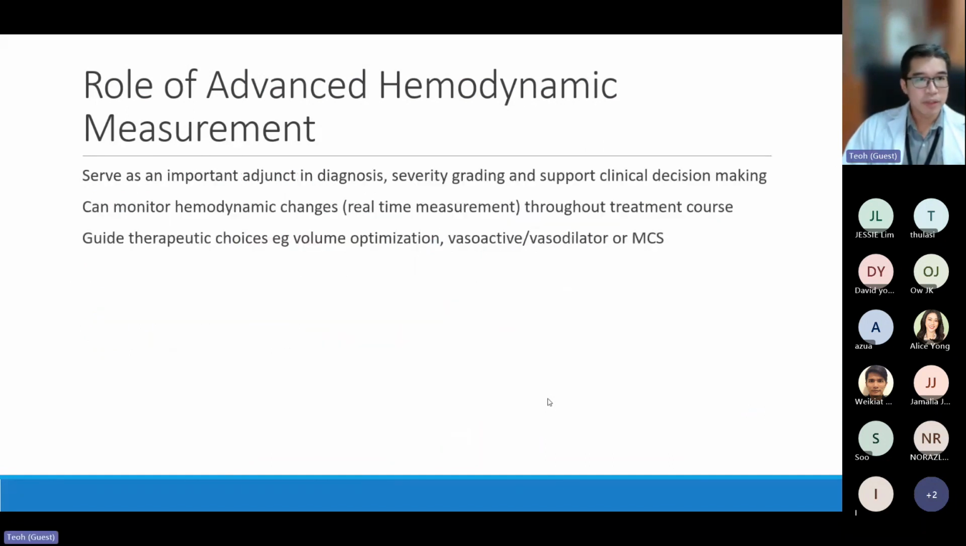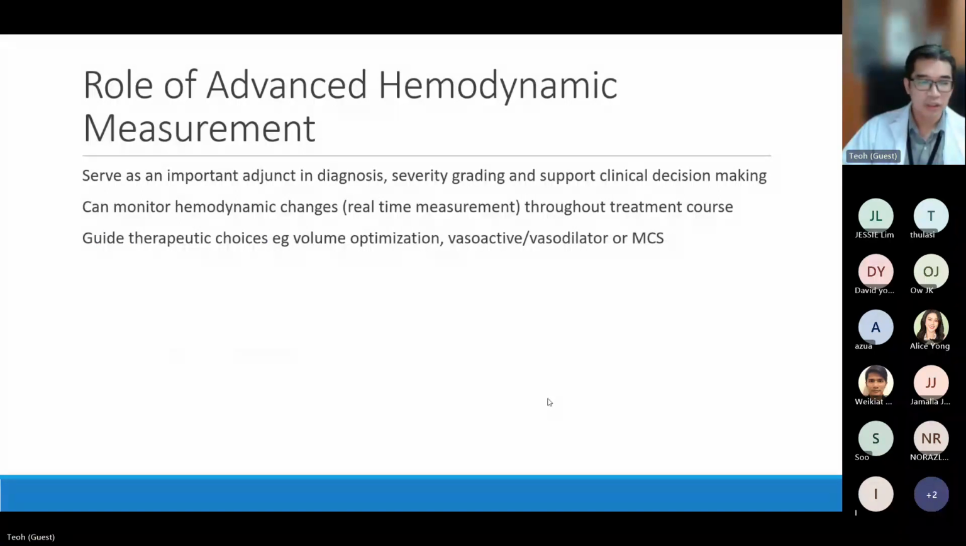And the advanced hemodynamic measurement also serves as an important tool to diagnose, to classify according to severity, and to support your clinical decisions. And like I mentioned just now, all these monitoring tools can help you to monitor the treatment you give to the patients, whether you are giving the right thing, the wrong thing, whether the patient is responding throughout the whole treatment course.